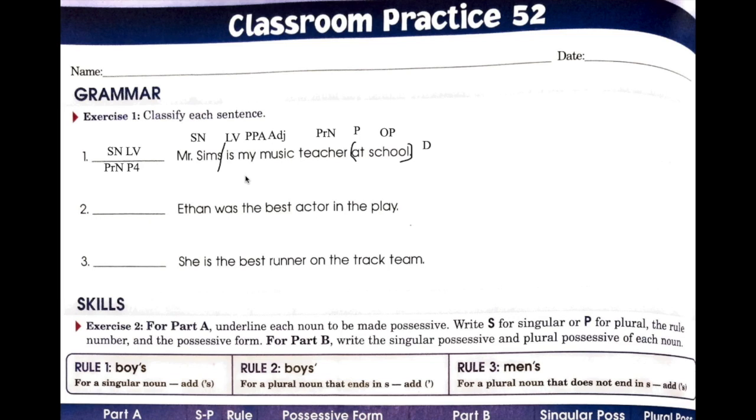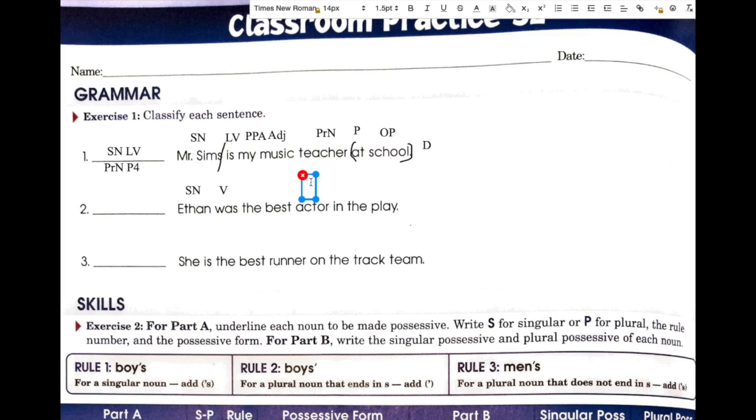Number 2. Ethan was the best actor in the play. Who was the best actor in the play? Ethan, subject noun. What is this saying about Ethan? What is being said about Ethan? Ethan was, verb. Ethan was what? Actor. Does actor mean the same as Ethan? Are they referring to the same person? They are. Predicate noun. That means this is a linking verb.